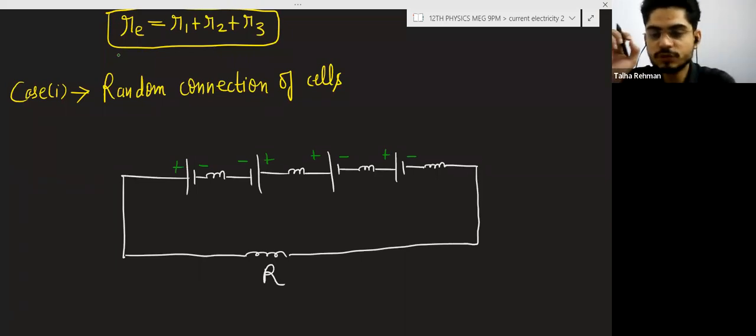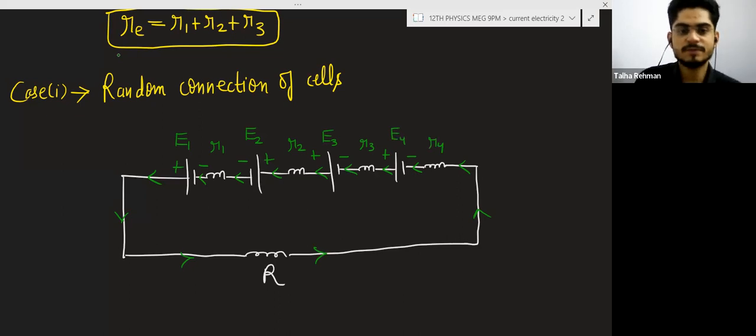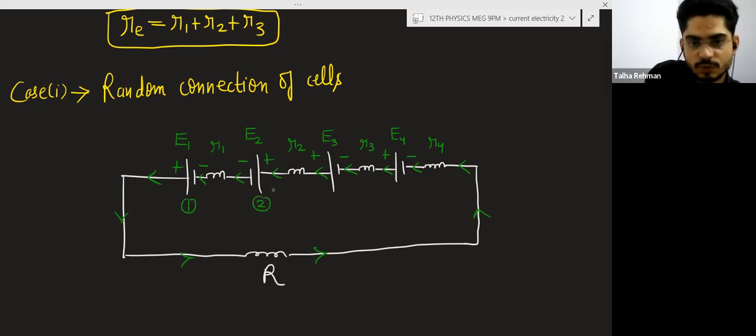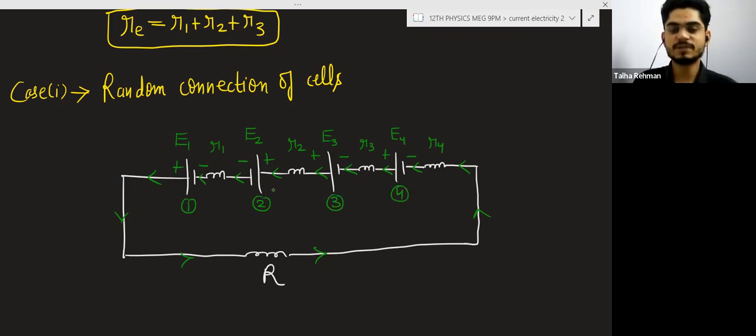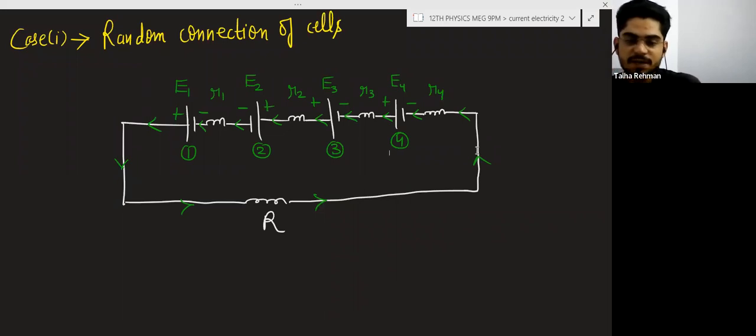So you have to choose the direction of current. Suppose the current is flowing in this direction, like this. Suppose this cell has EMF E1, internal resistance R1, E2, R2, E3, R3, E4, R4. Can you tell me which cells are discharging and which are charging? Suppose this is cell 1, this is cell 2, this is cell 3, and this is cell 4. Among 1, 2, 3, 4, which of the cells are discharging?